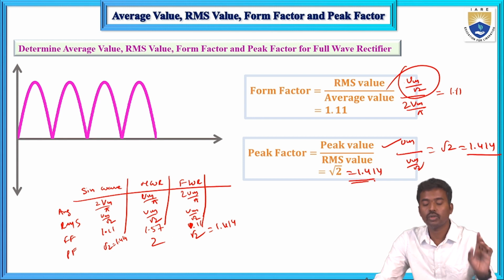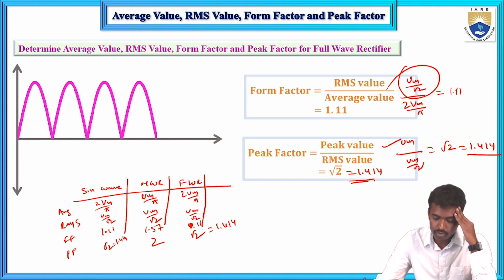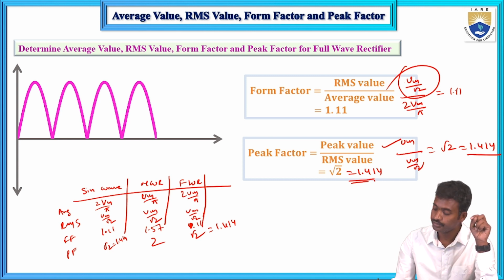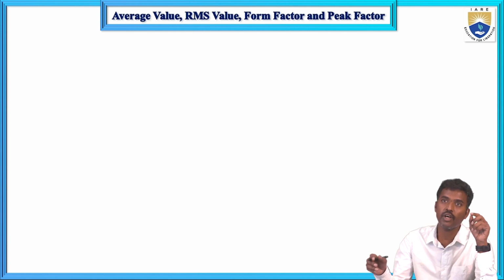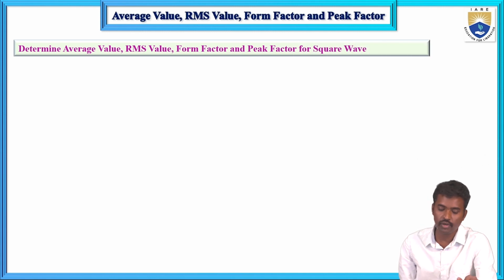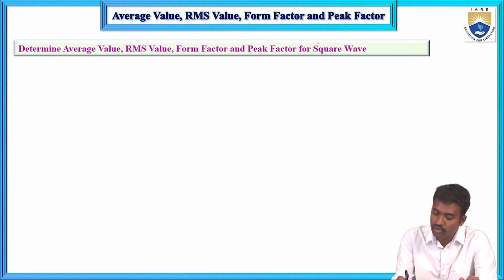We solved a total of 3 problems: for the sine wave, for the half wave rectifier output, and for the full wave rectifier output. These are sinusoidal types of waveforms. Next, for the square wave, the triangular waveform, and the trapezoidal waveform. For different types of waveforms, we can calculate the average value, RMS value, form factor, and peak factor. So here, determine the average value, RMS value, form factor, and peak factor for the square waveform.